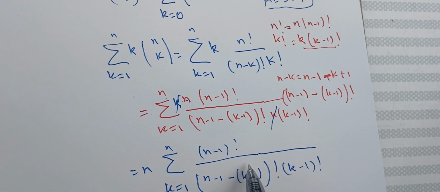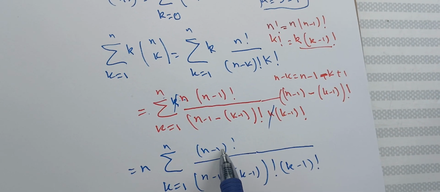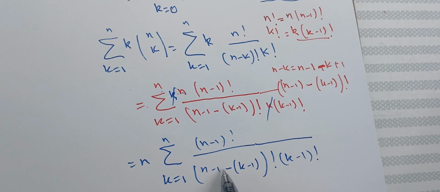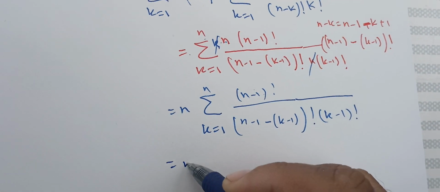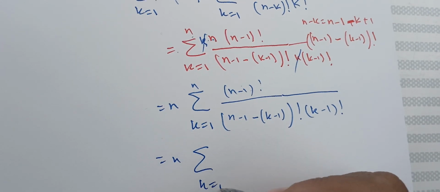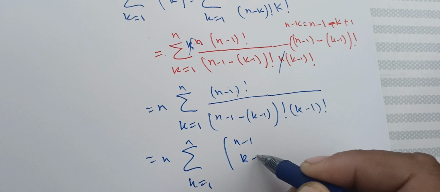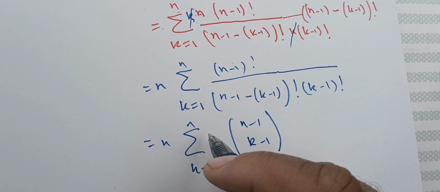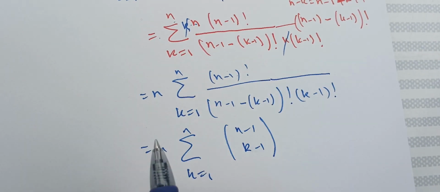But what's this number here? This one, n minus 1 factorial over n minus 1 minus k minus 1 factorial times k minus 1 factorial, is simply n minus 1 choose k minus 1. If you don't see it from here, rewrite this one to get back to this one.